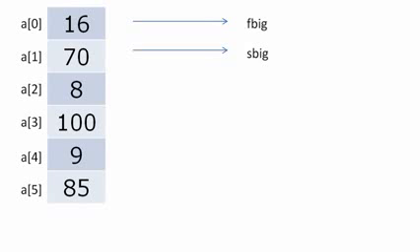We take two variables, f big and s big, which denote first big and second big. We assume that a of 0 itself is first big and a of 1 is second big, which in this case is not true, and maybe for other similar cases. So first we check if first big is really big or second big is bigger than first big.